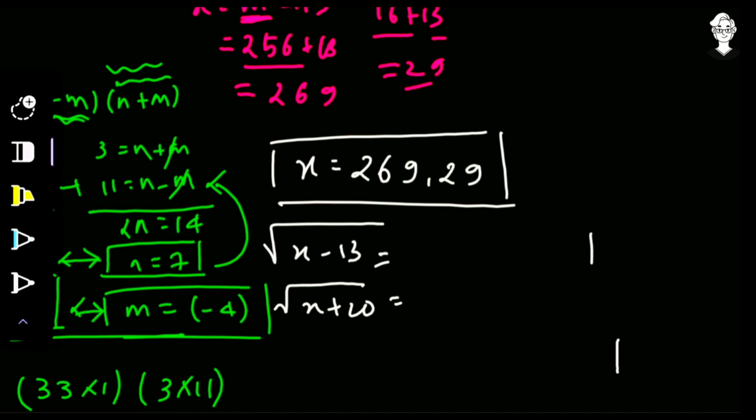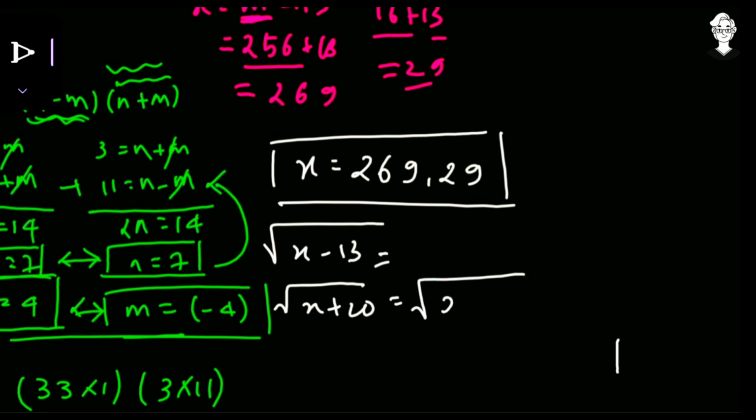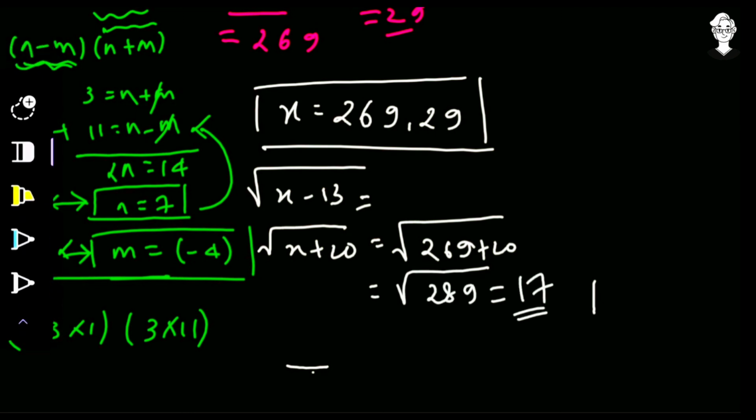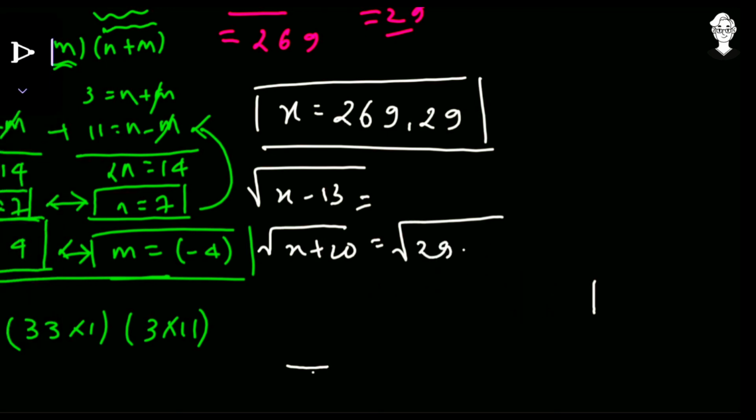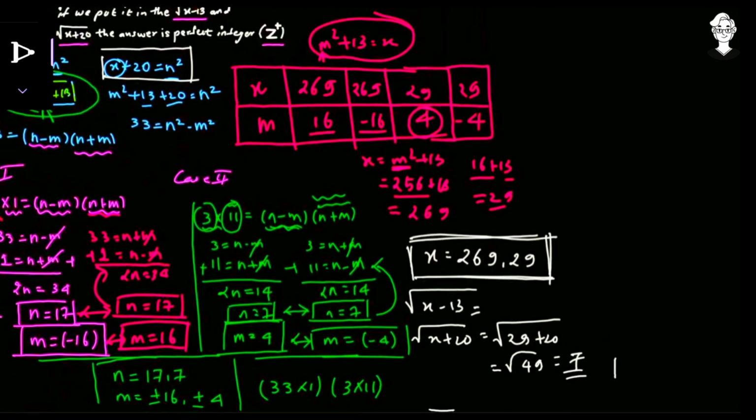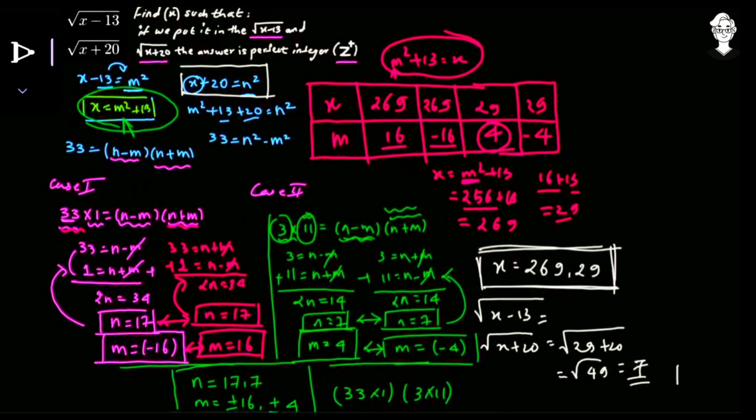x minus 13 has worked. Now let us put in x plus 20. So under root 269 plus 20 is equal to under root 289, and under root 289 is a perfect square of 17. Yes, we are getting a perfect integer. And now putting 29, 29 plus 20 is equal to under root 49, and 49 is a perfect square of 7, so we are getting a perfect integer 7. So the values of x, 269 and 29, will give us a perfect integer when we put them in x minus 13 and x plus 20 respectively.